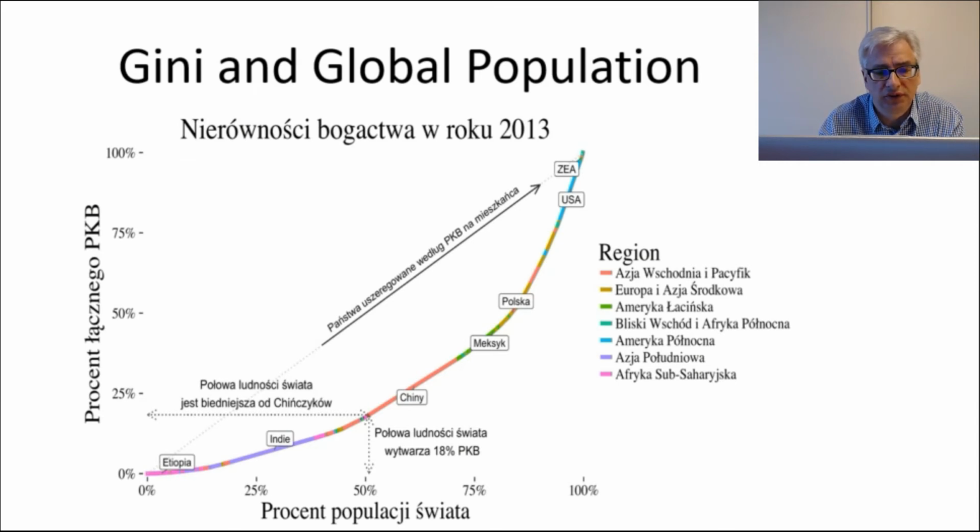This is Gini coefficient and global population. You can see countries in their regions. Sorry, the graph is in Polish, but you can translate it if Polish is a problem. As you can see, half of the population produces like 18% of global gross domestic product. Half of people living in this world are less rich than China on average is. So you can see some examples of countries here as well.